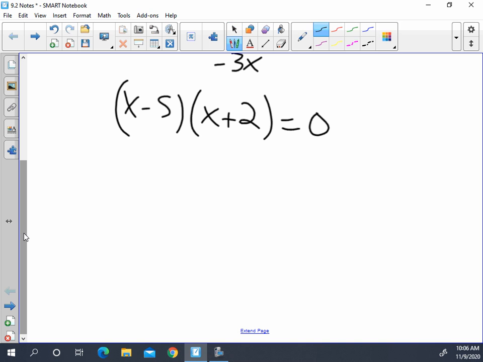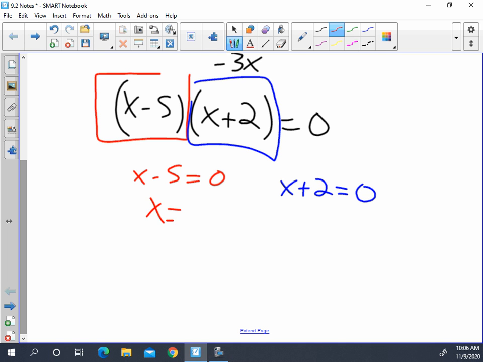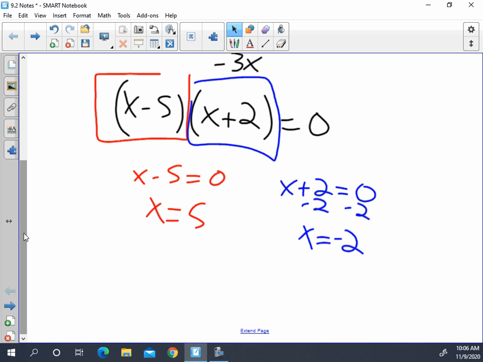And then we had to split these up into two different things. We had x minus 5 is equal to 0, and we had x plus 2 is equal to 0. We had to solve for x. We said x was equal to 5 because we had 5 on both sides. And here we'd subtract 2 from both sides. We get x is equal to negative 2. Okay, that's what we're working with in 9.2.